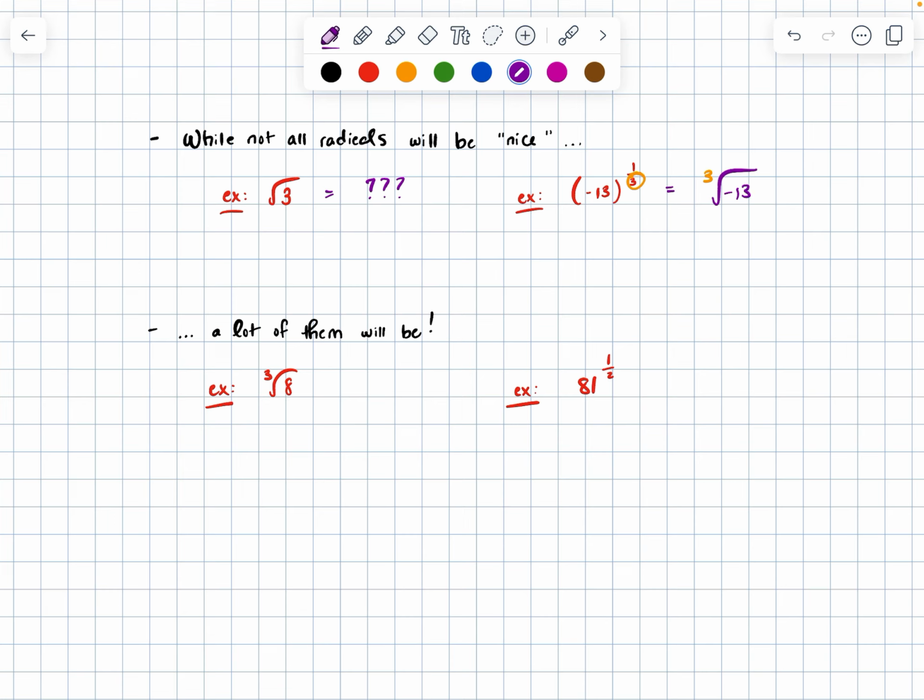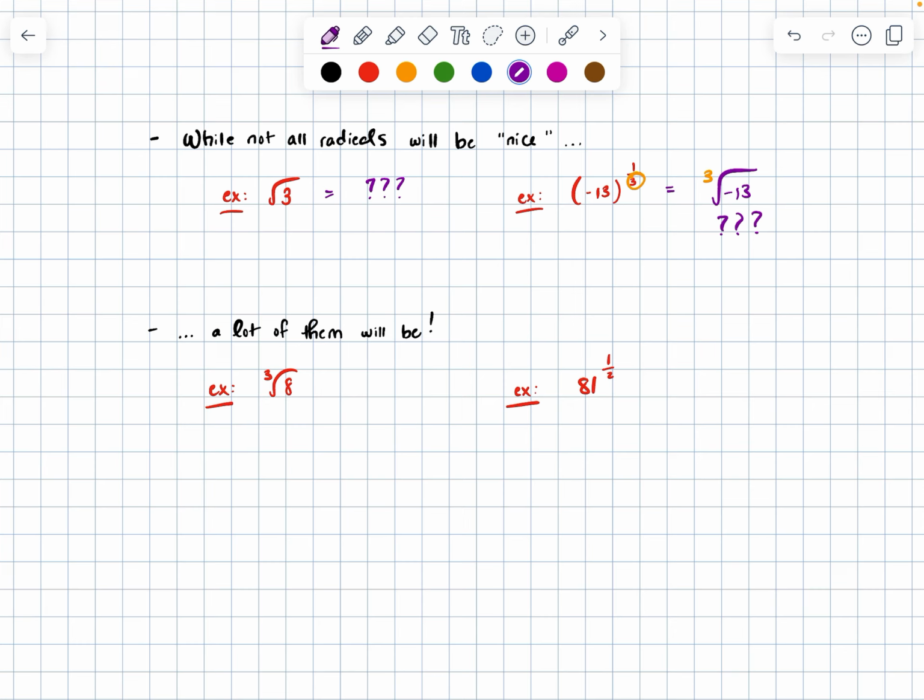13 is a prime number. There's no way that I can find a nice number that can multiply by itself 3 times to get 13, let alone negative 13. However, a lot of the radicals that we'll be asked to simplify, like the cubed root of 8 from above, do have nice answers.